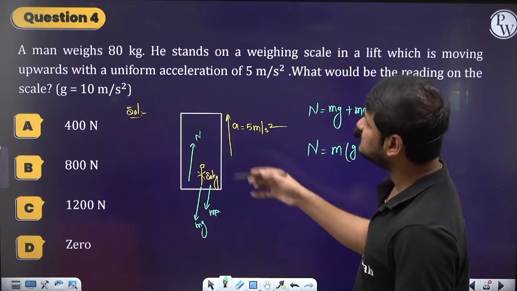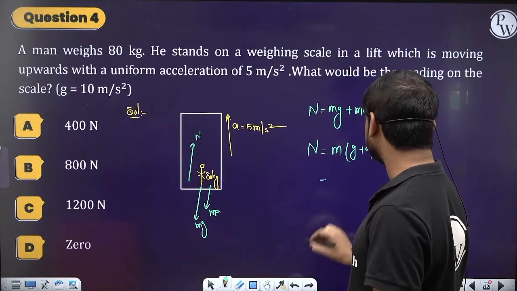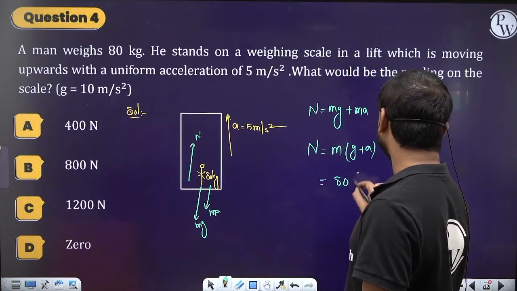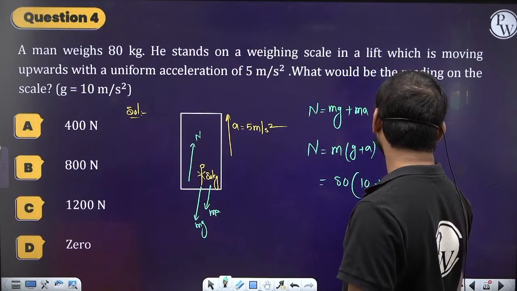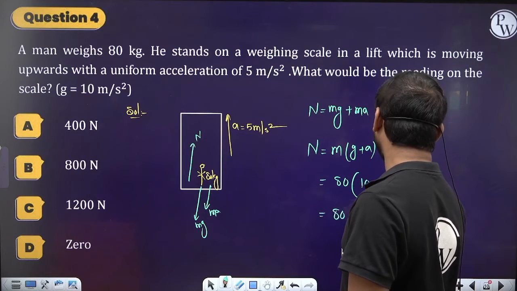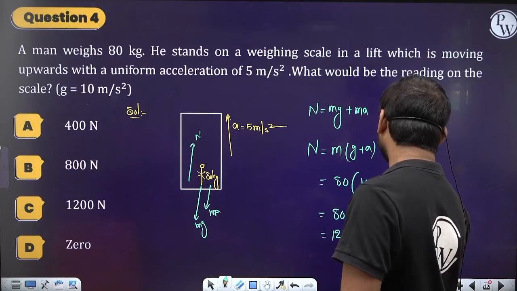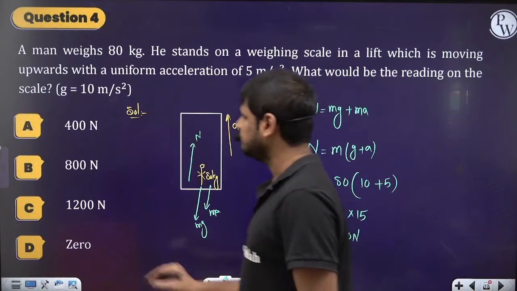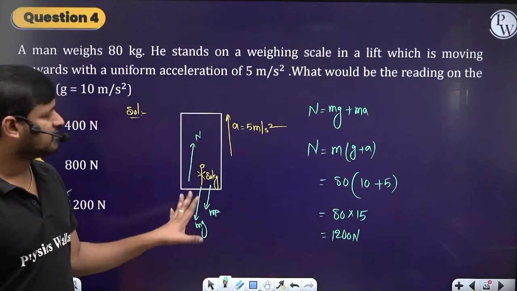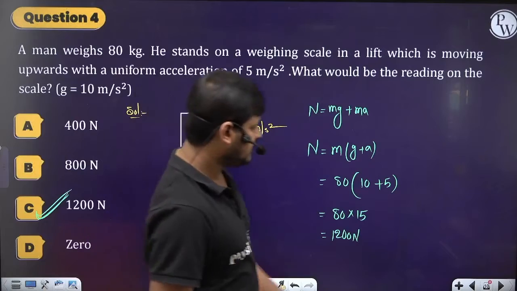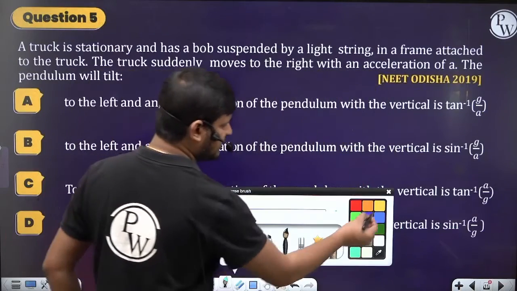Here they said clearly to take g as 10. So what is mass? 80 into, g is 10, a is 5, which is going to be 80 into 15. This is 1200, which is nothing but 1200 newtons. Option C is the correct one. Done. Direct formula based question. Clear? Okay, so next, question number 5.